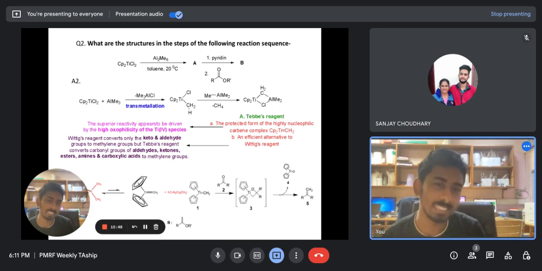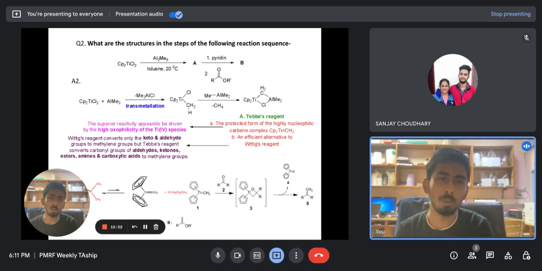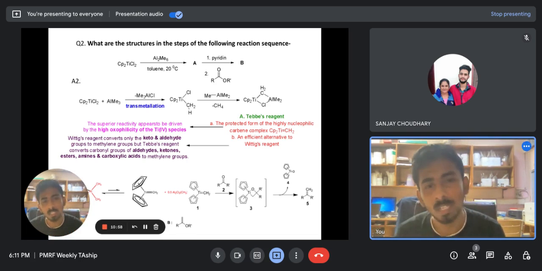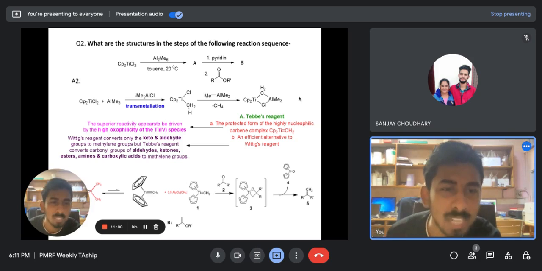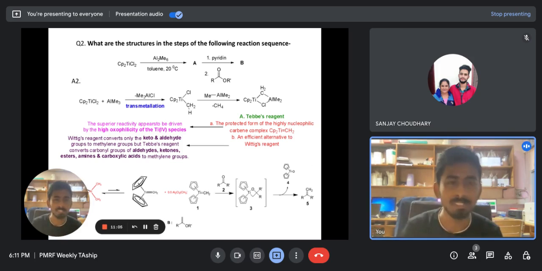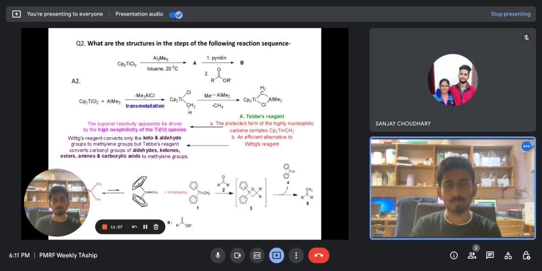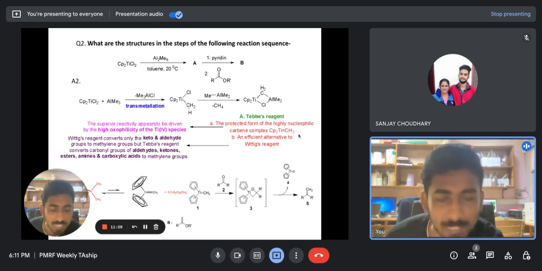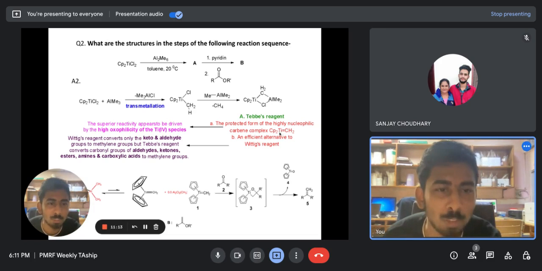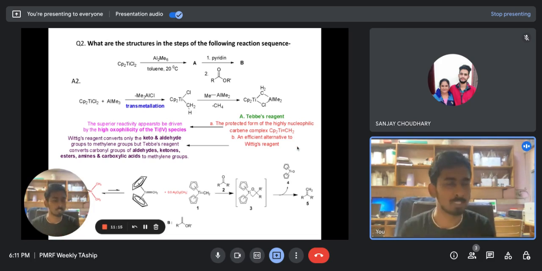Now this Tebbe's reagent is actually the protected form of the highly nucleophilic carbene complex, that is Cp2Ti=CH2, just about what we have read about in the previous slide. This Cp2Ti=CH2 is a very unstable and very highly reactive nucleophilic carbene compound, because the carbon here has a significant amount of negative charge, and because of its electropositivity, titanium is bearing positive charge.